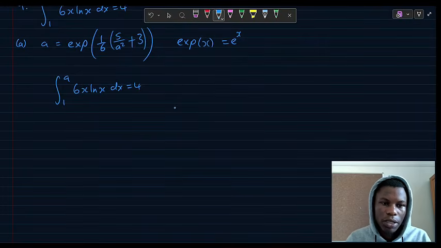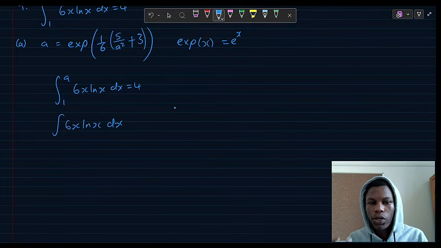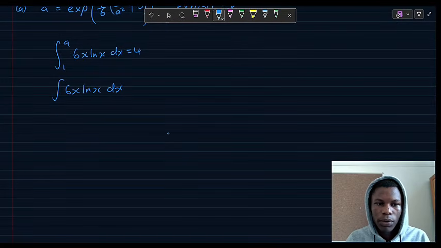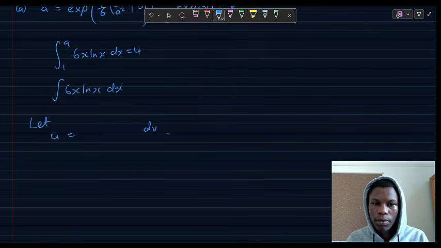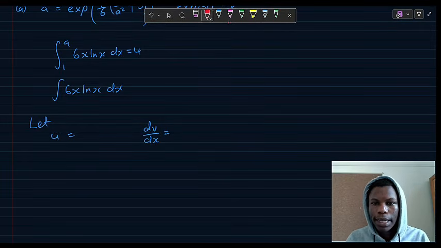So for now, I'm just going to ignore the limits, and I want us to integrate 6x ln x dx. Right, so for this, we're going to have to integrate by parts. But we need to figure out what u is going to be and what dv dx is going to be. For that, we use LATE.